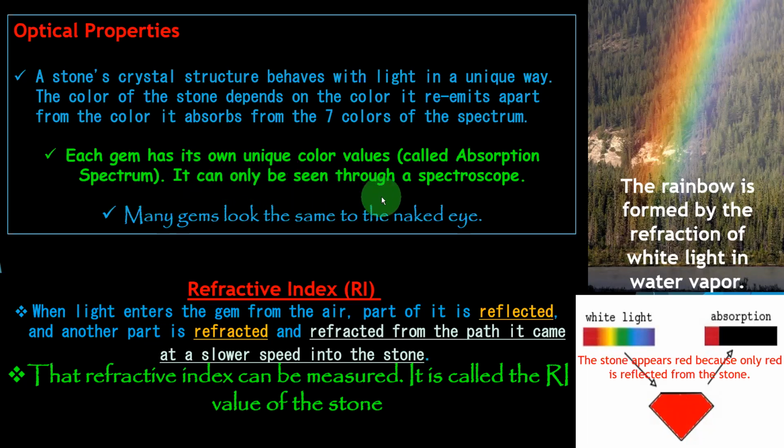It can only be seen through a spectroscope. So you have to train your eye with the spectroscope. Then you don't need to go to the gem testing lab. You can decide on your own. Many gems look the same to the naked eye. Remember this. Many gems look the same to our naked eye. So we need to realize these properties.